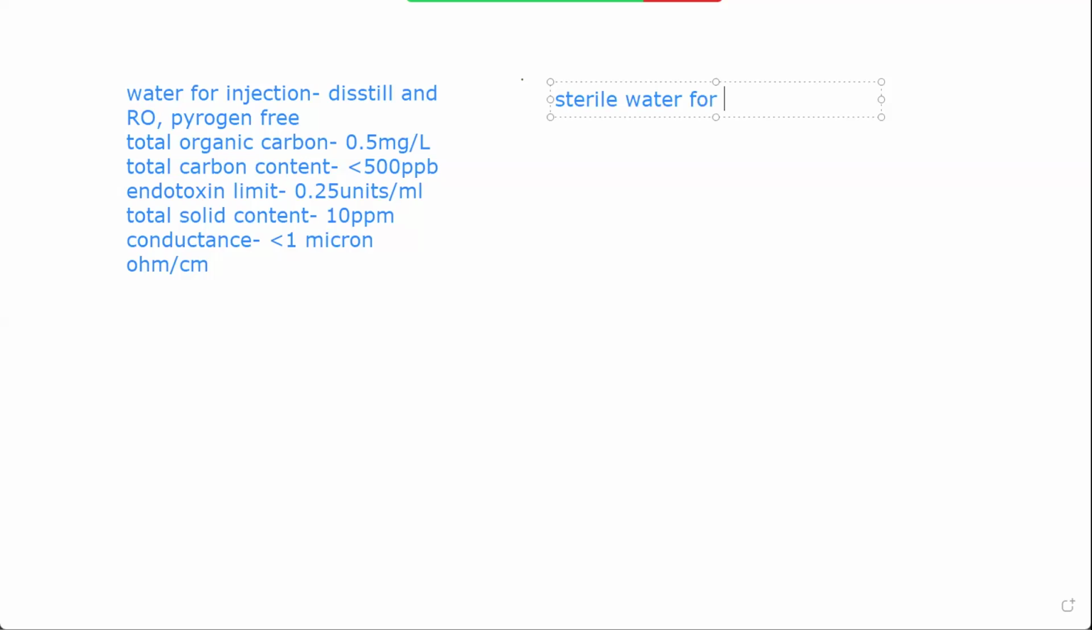Okay. So, sterile water for injection: is it stored in single dose containers or multiple dose containers? Sterile water for injection is stored in single dose containers. Provide me the solid content, guys. Everything remains the same.